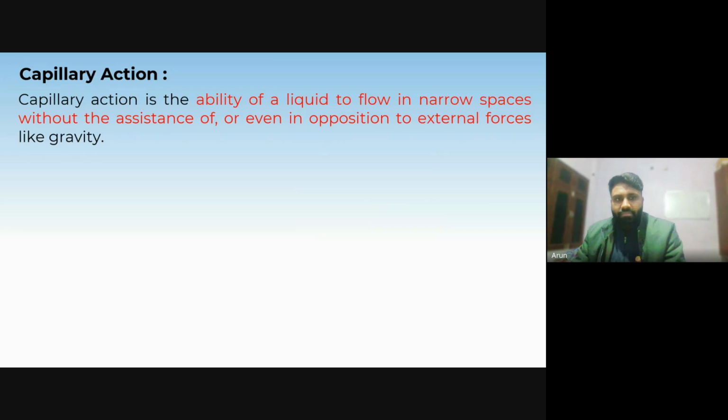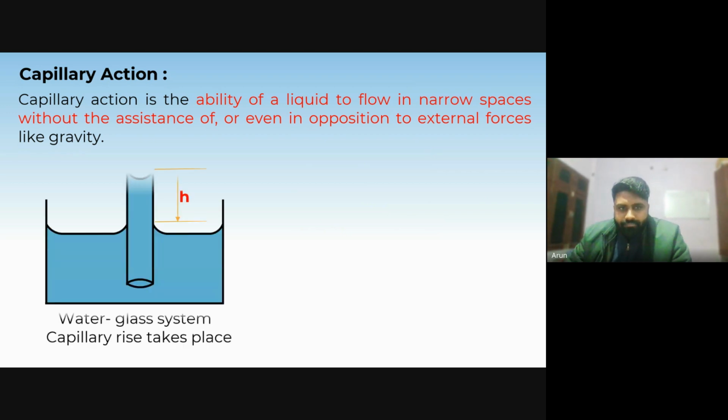We will understand it through capillary action. Capillary action is the ability of a liquid to flow in narrow spaces without the assistance of, or even in opposition to, an external force like gravity. I have told you in simpler words. Now, this is the capillary, so it will rise up in the liquid.